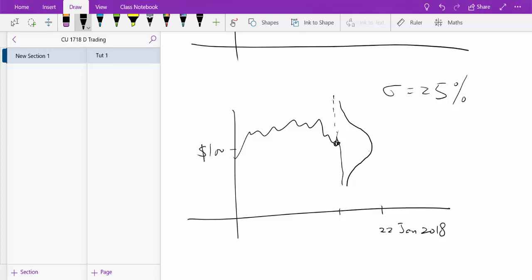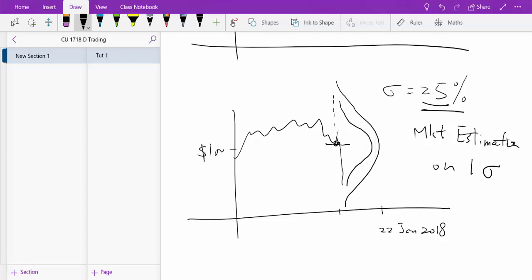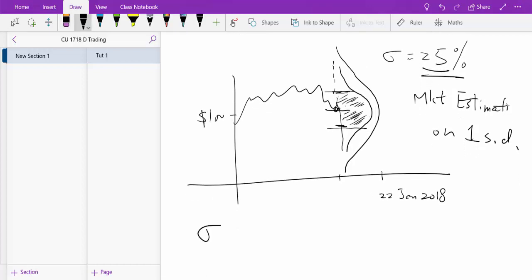Now, it could be like this. It could be a lot more volatile. And this 25% represents the market's estimation of one sigma, one standard deviation. So let's say it's here. It has about a 66% chance of falling between plus or minus 25%. Now that is annualized, by the way. So this is the annualized volatility at 25.